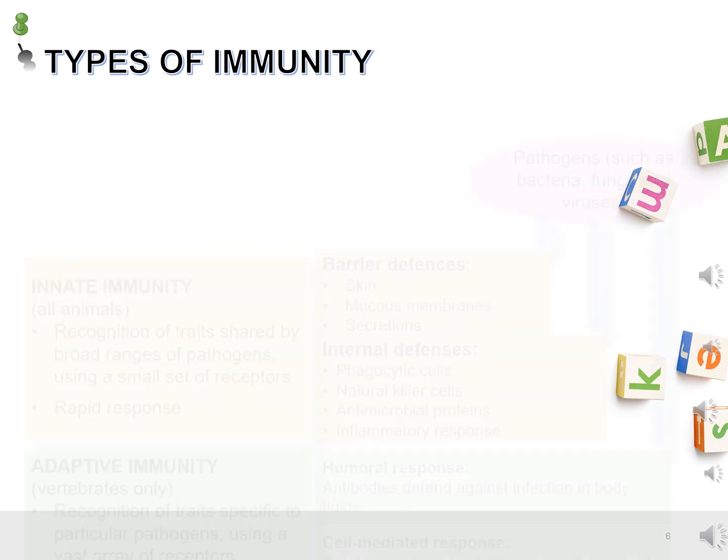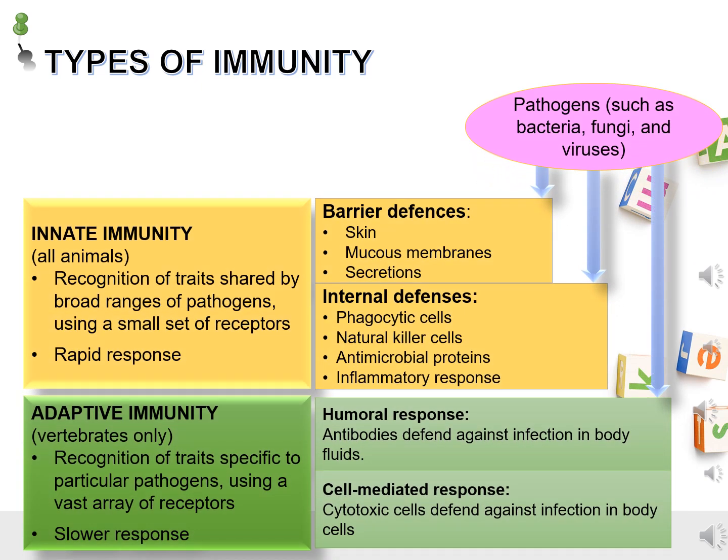Types of immunity. There are two types of immunity, which is innate immunity and adaptive immunity. Innate immunity is recognition of traits shared by a broad range of pathogens using a small set of receptor and rapid response. But adaptive immunity is recognition of traits specific to particular pathogens using a vast array of receptors and slower response.